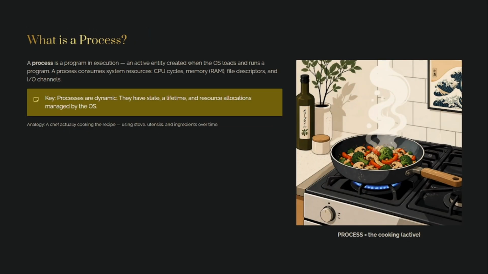Now think about a chef opening that recipe book and actually cooking. The stove is on, the pan gets hot, real ingredients are being used right now. This is a process. A process is a program that is currently running. It becomes active the moment the OS loads and runs it, and it uses real resources like CPU, memory, and input output. So remember, program is the recipe, process is the chef actually cooking it right now.